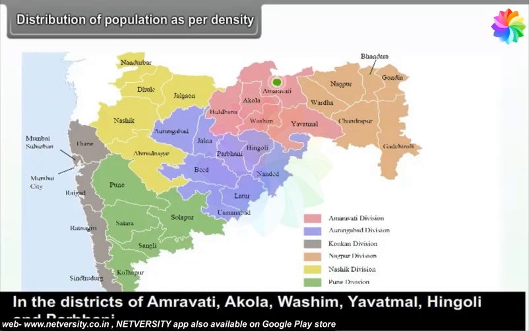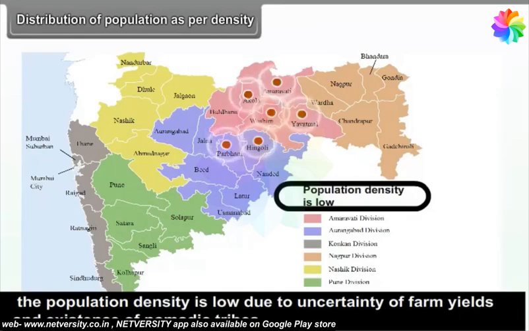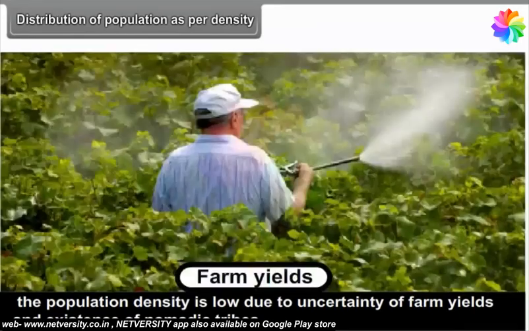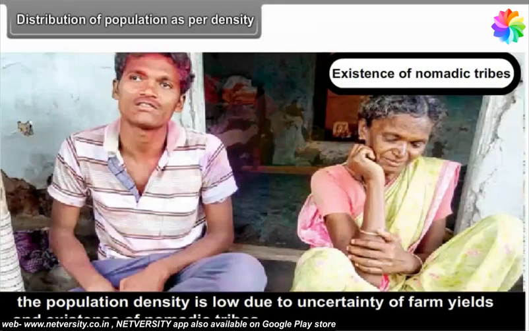In the districts of Amravati, Akola, Washim, Yavatmal, Hingoli and Parbhani, the population density is low due to uncertainty of farm yields and existence of nomadic tribes.